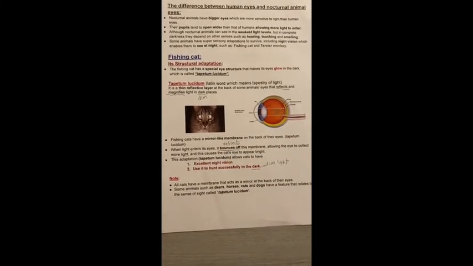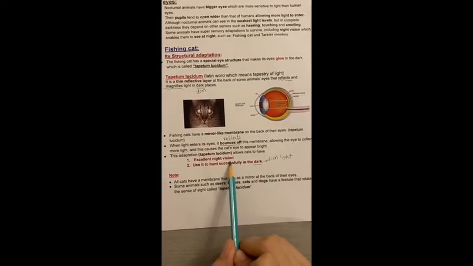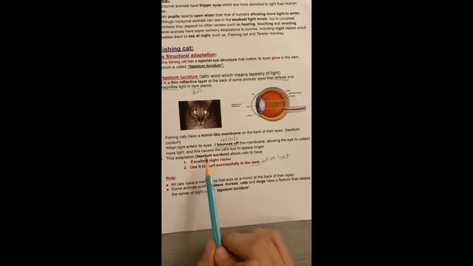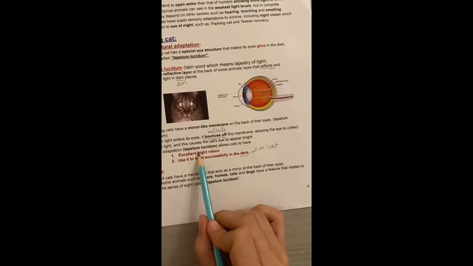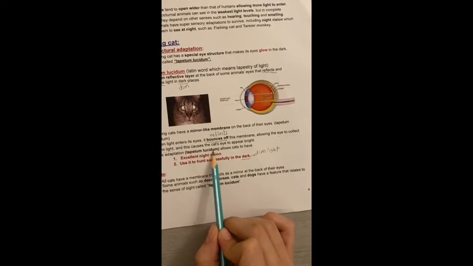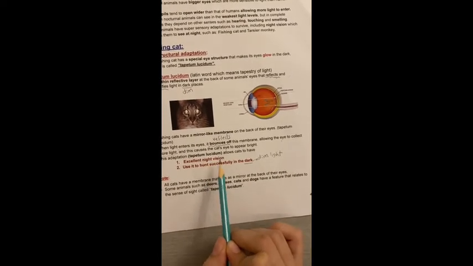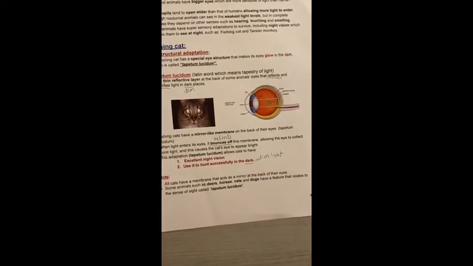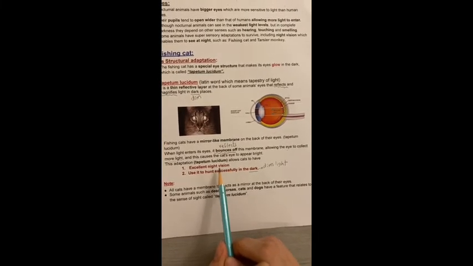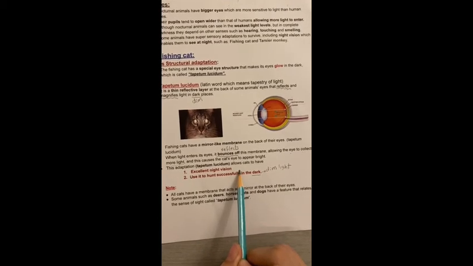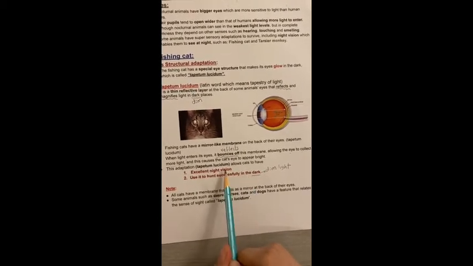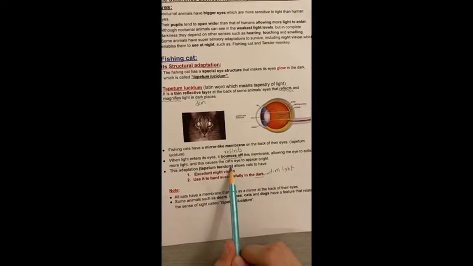Now let me ask you a question. Do we have excellent night vision? No, we don't have excellent night vision because we don't have tapetum lucidum. We cannot see in dim light, but we can use goggles that have the same function as the tapetum lucidum. They're called night vision goggles. They are glasses that specialize in seeing at night. So this glass is called what? Night vision goggles.